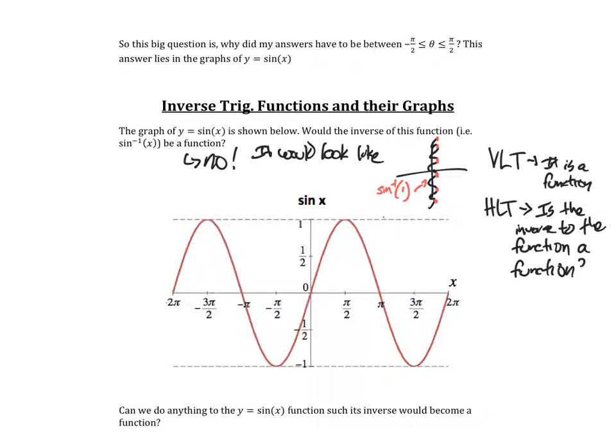So what some really smart mathematicians, much smarter than myself, did was ask, is there anything we could do to the graph of sine of x such that its inverse would become a function? And what they said was, we're just going to restrict the domain of sine of x, so that we're only going to look at the piece from negative pi over 2 to pi over 2. And if I restrict the domain of sine of x to that, its inverse would then become a function. That's one of the neat things.